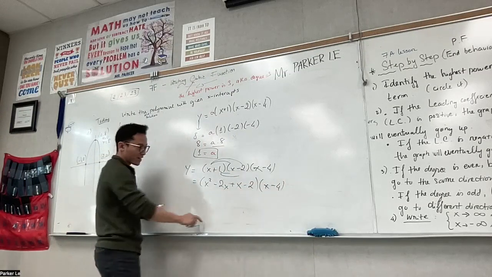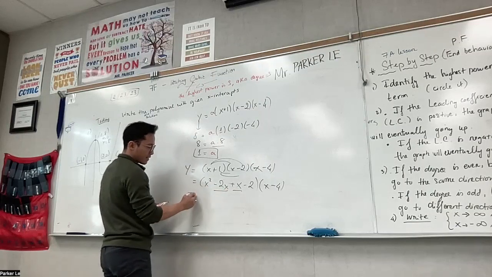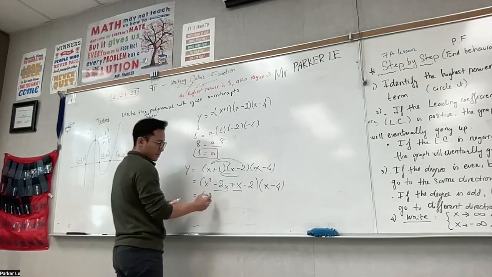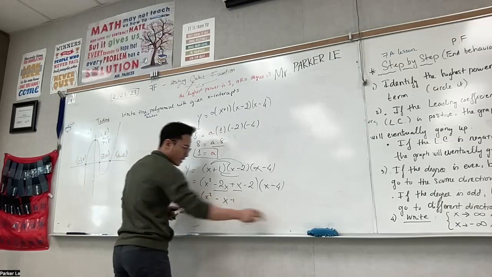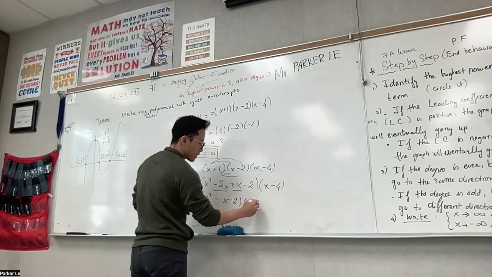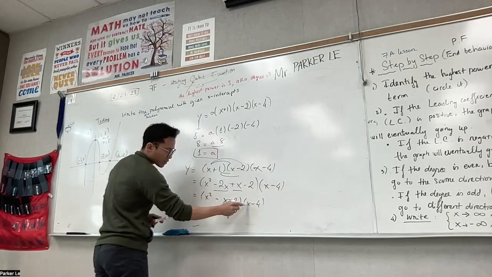Recharge. Combine that term, -2x plus x. What is -2x plus x? Negative x, very good. -2. And then x -4. Again, you can start to distribute this. I like to start from the back.